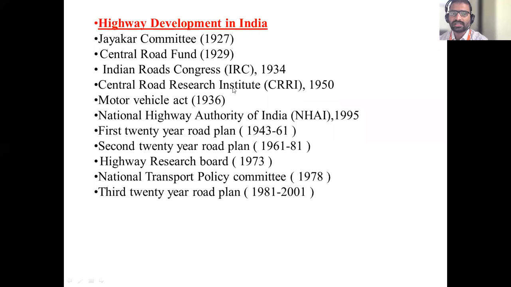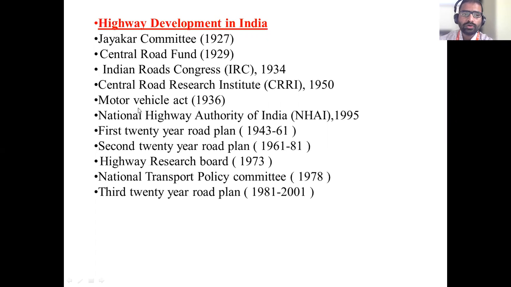Central Road Research Institute, called CRRI, in 1950, after independence, the CRRI was established. What is the CRRI function? Research is going on in the development of transportation engineering. Those researches are carried out in the CRRI, Central Road Research Institute.